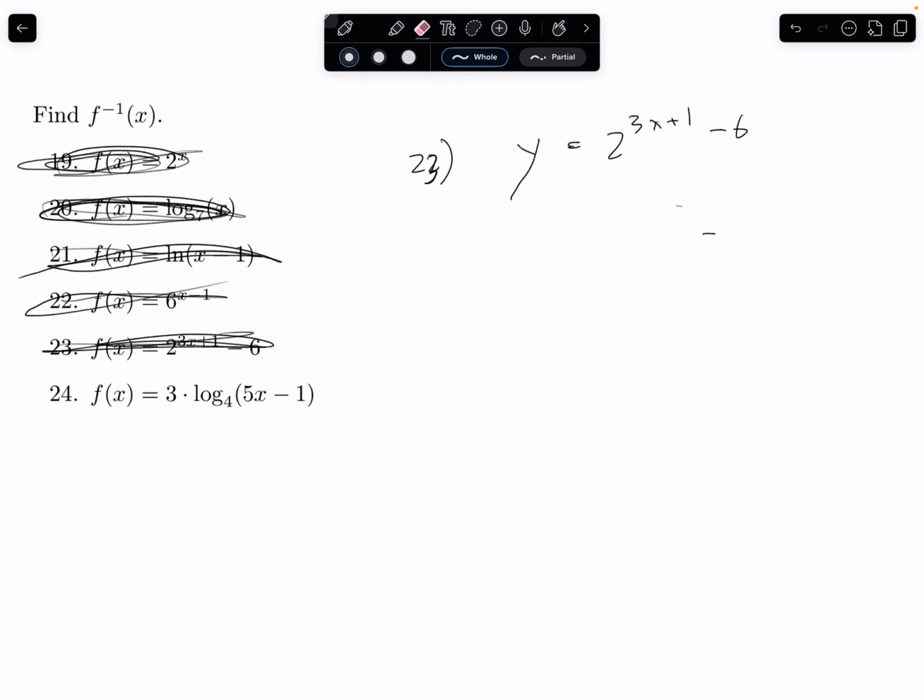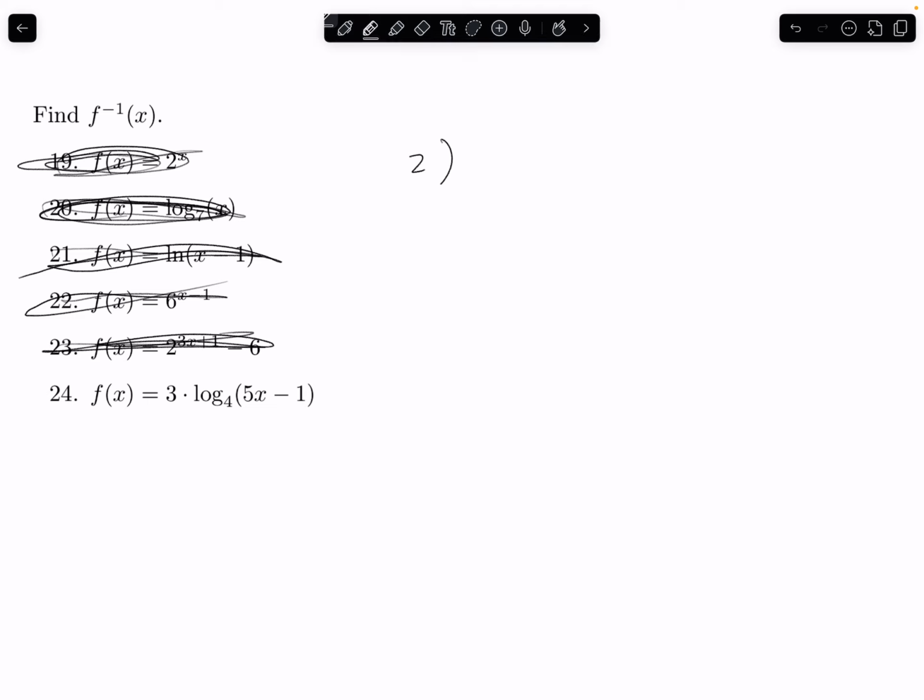Okay, last one. Okay, 24. This is f of x equals 3 times log base 4 of 5x minus 1. First step, write with y's instead. Okay, and then you're kind of almost there already, right? I can almost take my inverse function. Only thing is I don't like that 3 being there, so divide by 3 on both sides.